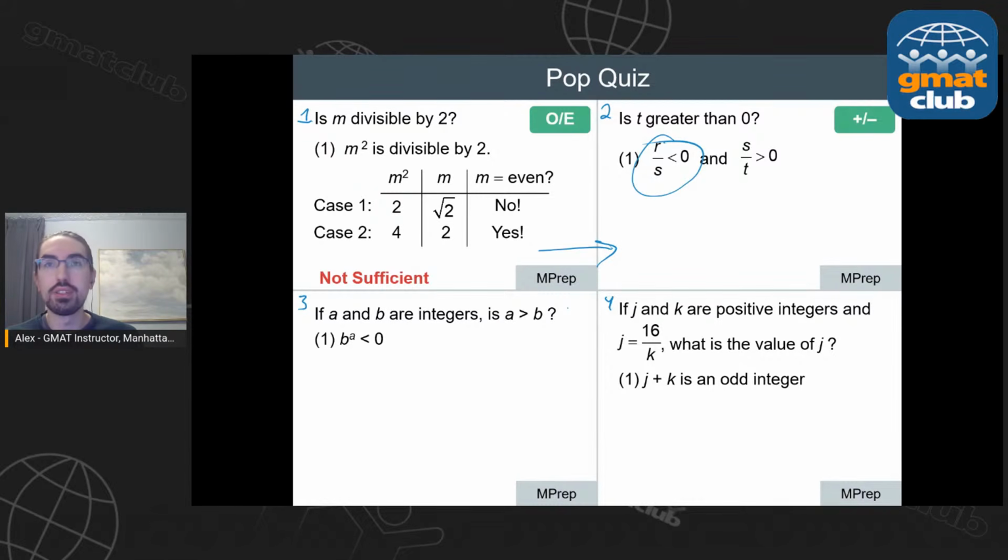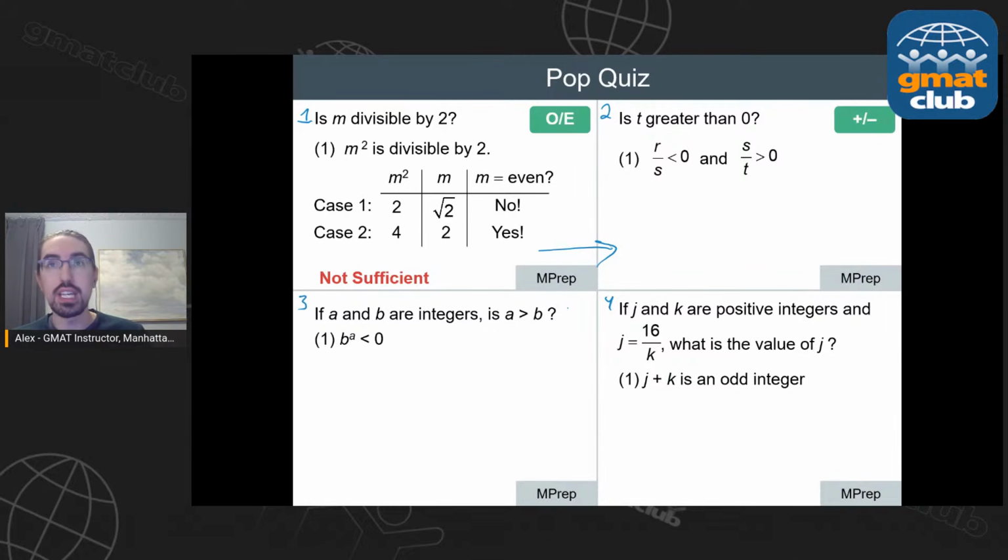They've got to have different signs, right? If they're both positive, it's going to be greater than 0. If they're both negative, it's going to be greater than 0. So one of them has to be positive, one of them has to be negative. So they're different signs, and it's the same but opposite for S over T, right?